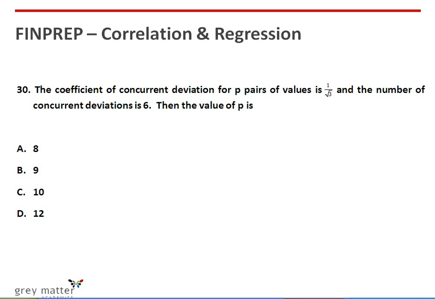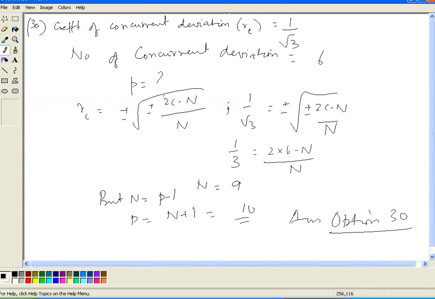30th question. The coefficient of concurrent deviation for p pairs of values is 1 by root 3 and the number of concurrent deviations is 6. Then the value of p is worked out as follows. Coefficient of concurrent deviation RC is equal to 1 by root 3. Now the number of concurrent deviations, that is C, is equal to 6. We need to find the number of observations p.